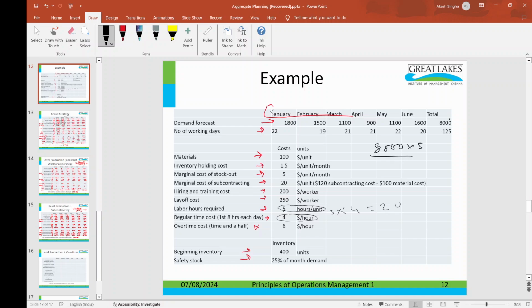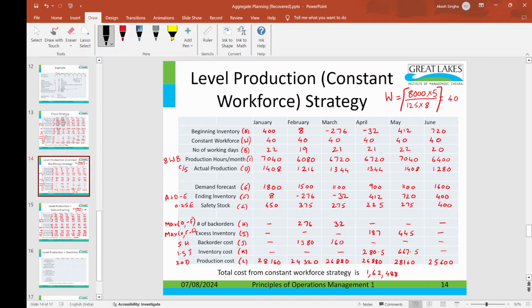And there are 125 working days, and each day a single person works 8 hours. If you calculate it, the value you will get is 40. So this 40 is the constant workforce we will keep. You can write 40, 40, 40, 40. It will always be the same.